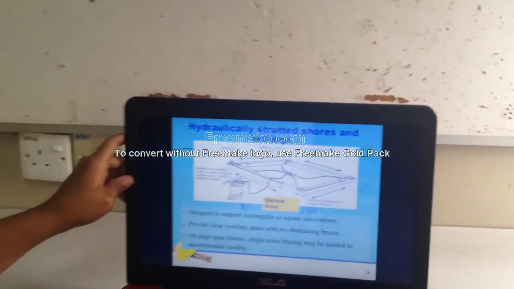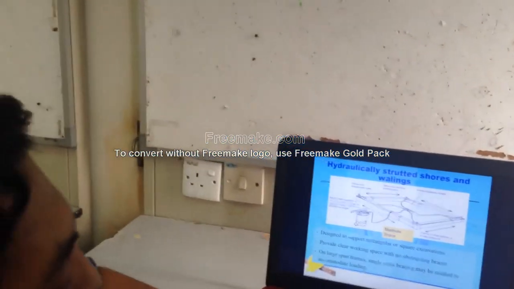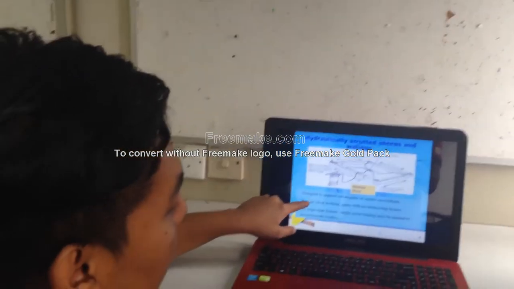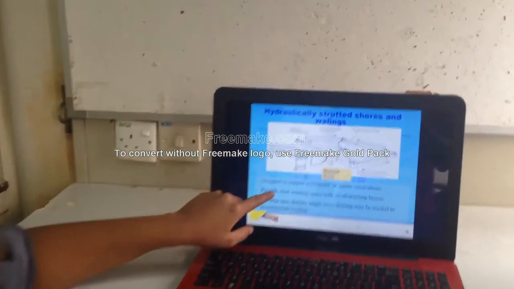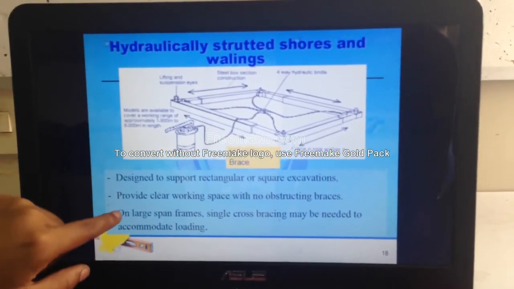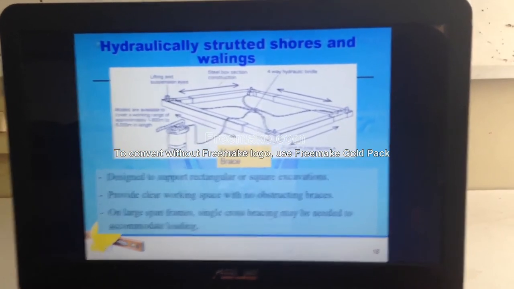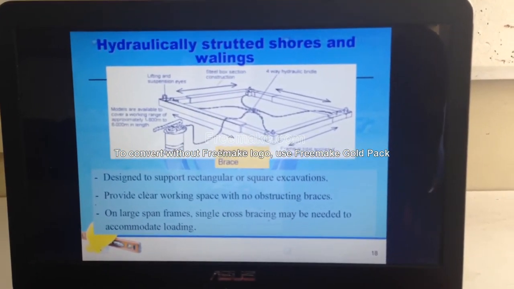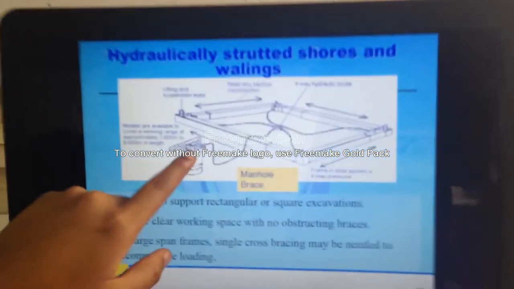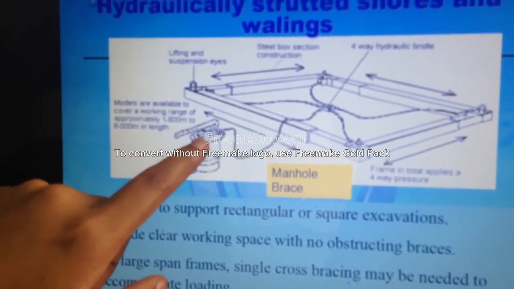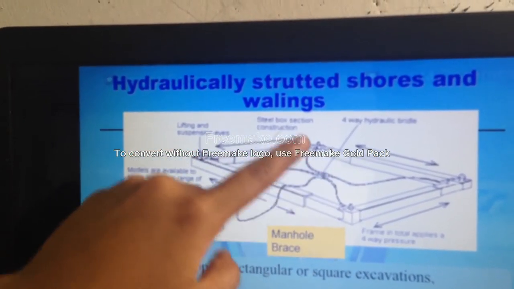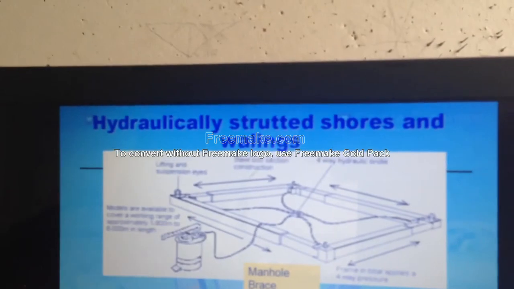Okay, the third one is hydraulically strutted shoring and walling for the manhole brace. It is designed to support rectangular or square excavations, providing clear working space with no obstructing braces. On the last frame, a single cross bracing may be needed to accommodate loading. You can see they all use hydraulics. This is hydraulics to pump out the pressure.